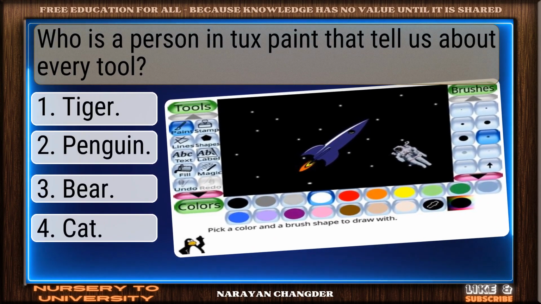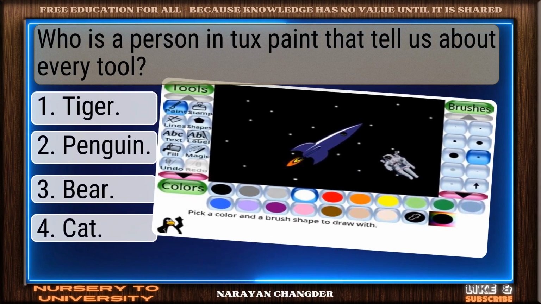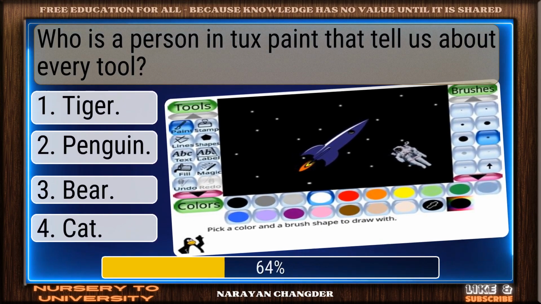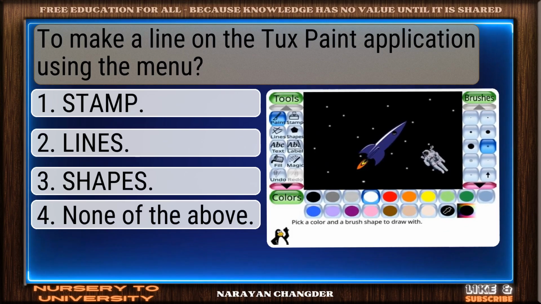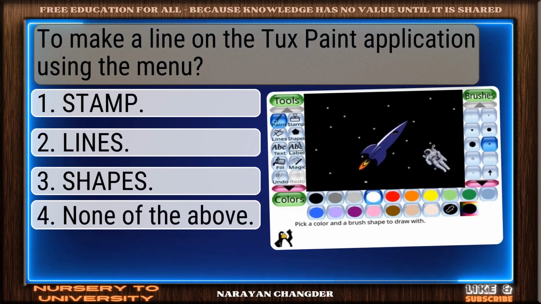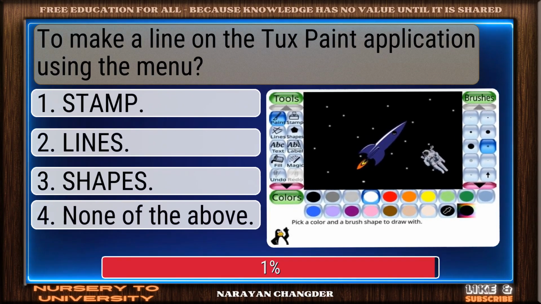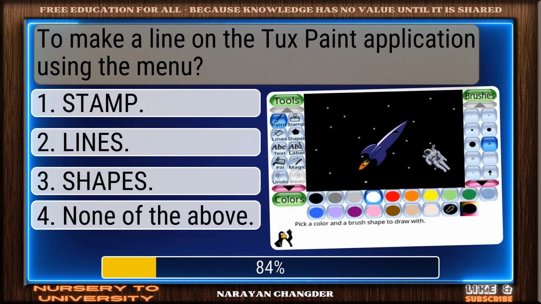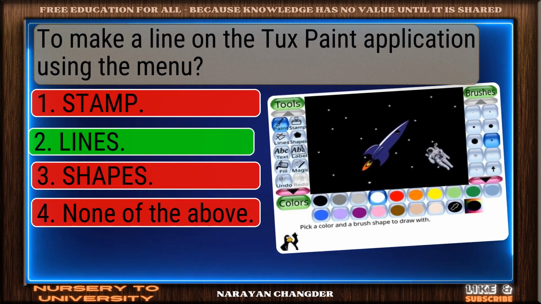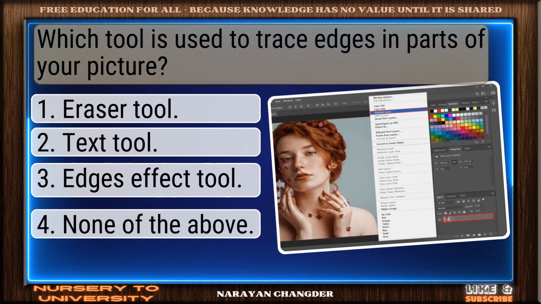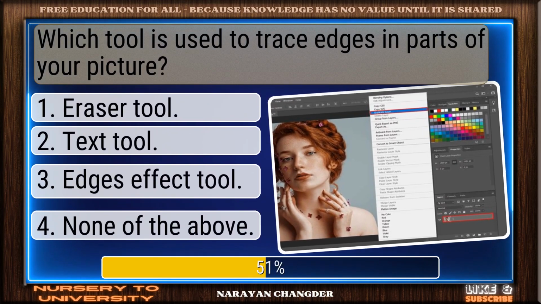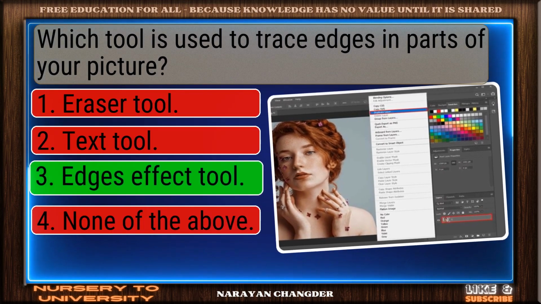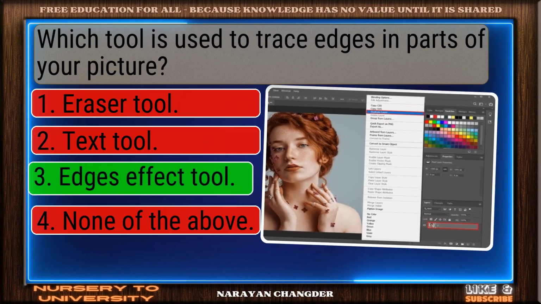Who is a person in Tux Paint that tell us about every tool? You're right. Penguin is correct. To make a line on the Tux Paint application using the menu. Smart pick. Lines is correct. Which tool is used to trace edges in parts of your picture? Well reasoned. Edges effect tool is correct.